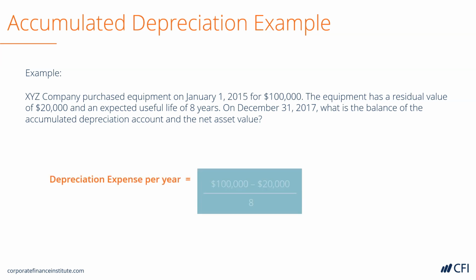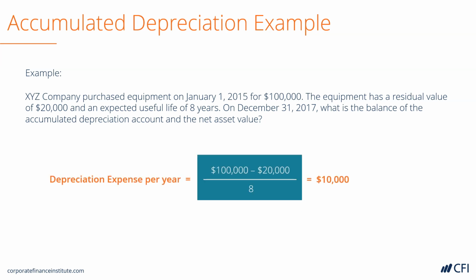To calculate the depreciation expense for the year, we will use the straight line method of depreciation. Take the value of the equipment the company bought and subtract the residual value. Then, divide by the useful life. This comes to $10,000 per year.